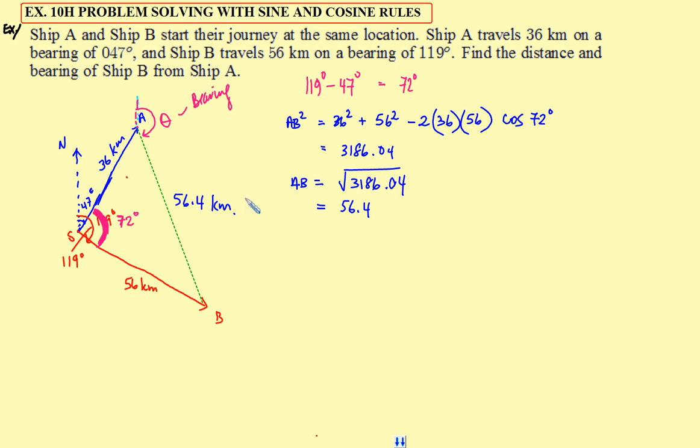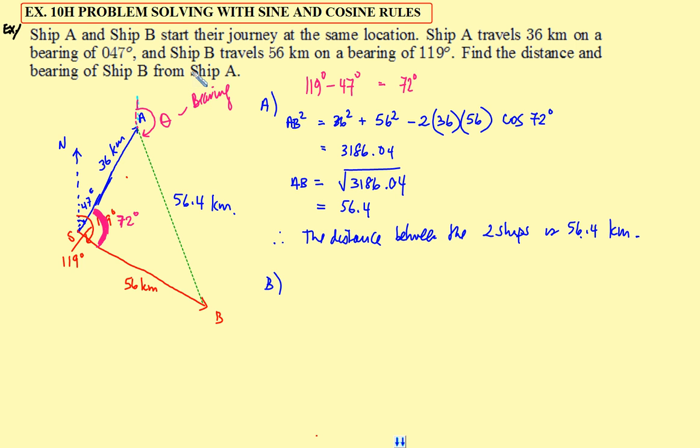Okay, so we have figured the distance. Therefore, the distance between the two ships is 56.4 kilometers. Okay, so that's part A of the problem. Part B of the problem wants us to find angle theta, which is the bearing from A going towards B.